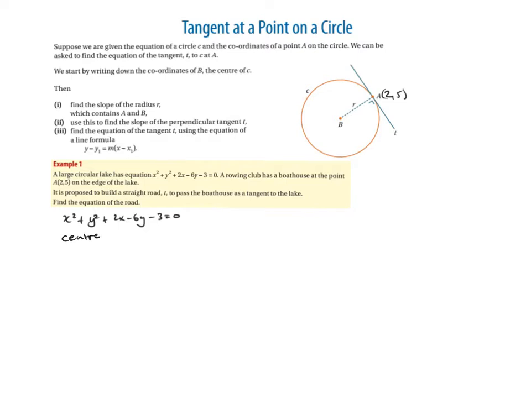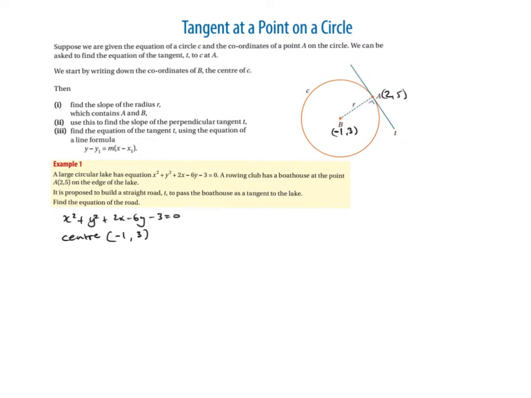The centre is going to be equal to: 2x, so 2 divided by 2 is 1, change the sign, so minus 1; minus 6 halved is minus 3, change the sign, and 3. So we can put that on our diagram now. We now know that the centre is (minus 1, 3). The next thing we need to do is find the slope of that line BA here, so then we can find the perpendicular slope of T.